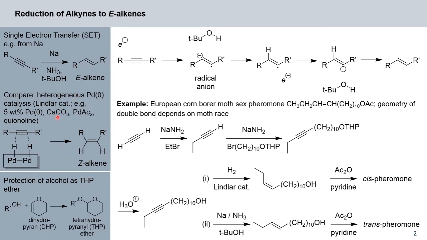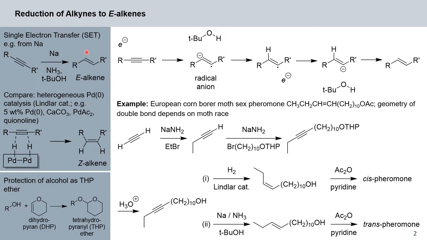Contrast that with heterogeneous catalysis, for example, a Lindlar catalyst. It means we've got 5-8% palladium metal on calcium carbonate, palladium acetate, and all of that, and quinoline. And as you have your palladium particles, a palladium surface, you have a dissociation of hydrogen gas on this palladium surface, and then selective reduction of your alkyne to a Z alkene, with both of these R groups cis to one another as they fold away from the palladium surface.